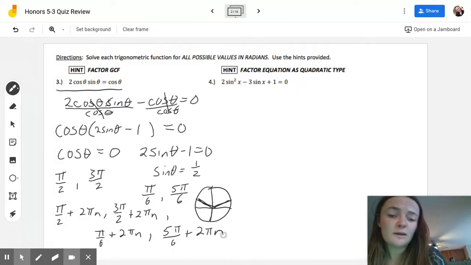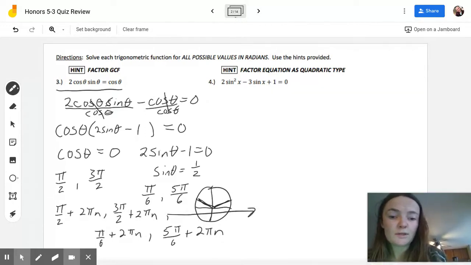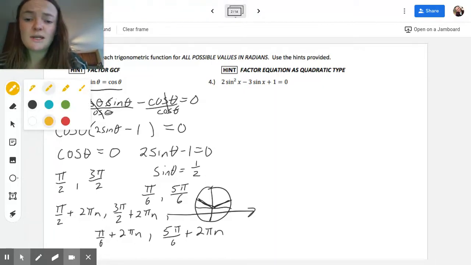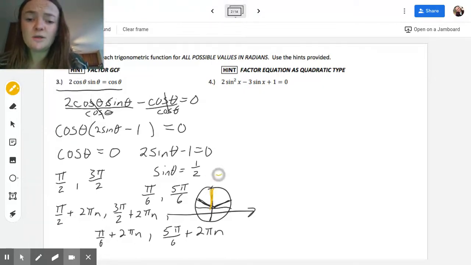If you wanted to be really fancy here, what you could do is reduce this a little bit. You really can't reduce it too much, but you could reduce these two. Reason I know that, if I have pi over 2 here, and I have 3 pi over 2 here, a quicker way of writing pi over 2 plus 2 pi n and 3 pi over 2 plus 2 pi n is just to write one of them.